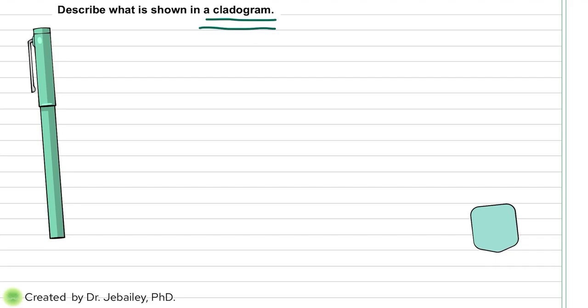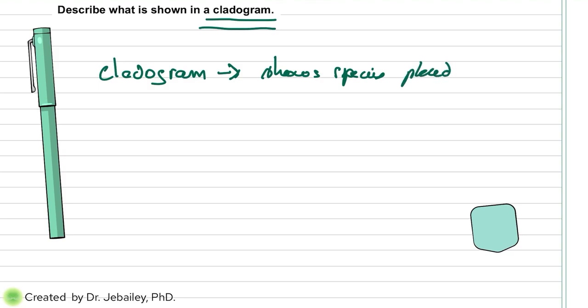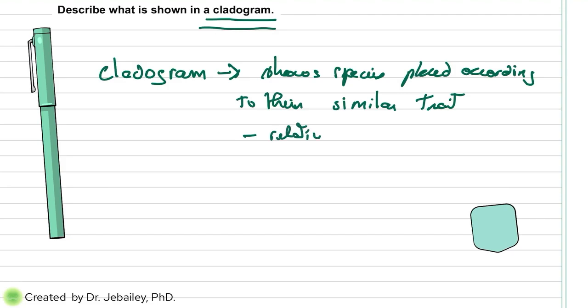Now, the most important thing when they say that is to define what a cladogram is. A cladogram is basically a type of map, you could say, which shows species placed according to their similar traits. This is me putting it in my own words. So here you can see their relationship. That means how close they are to each other. Here you can talk about the ancestors, if their ancestors are common or not.